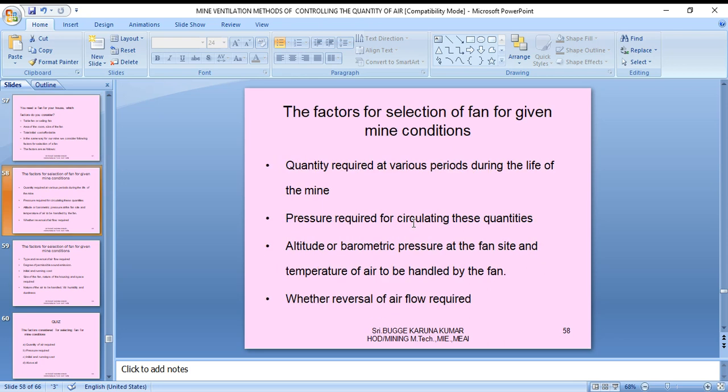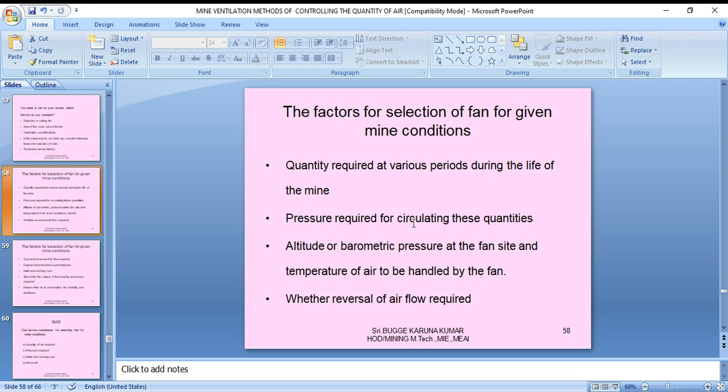Factors for selection of a fan for given mine conditions. Quantity required at various periods during the life of the mine. That is one important factor. Pressure required for circulating this quantity.